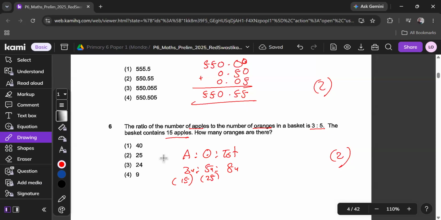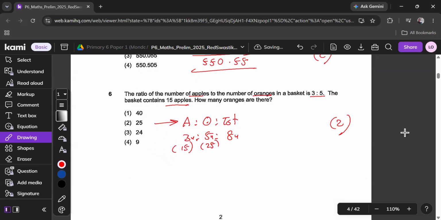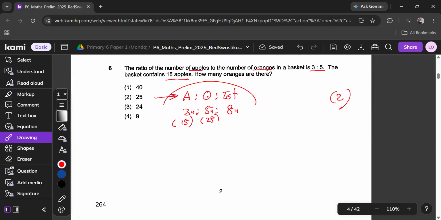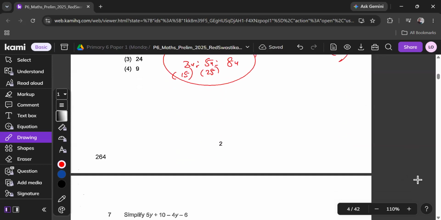So every time there's a ratio, you may want to label your ratio. But again, if you're good, you can do it mentally. But some of you need to write out the ratio so that you don't make careless mistakes.